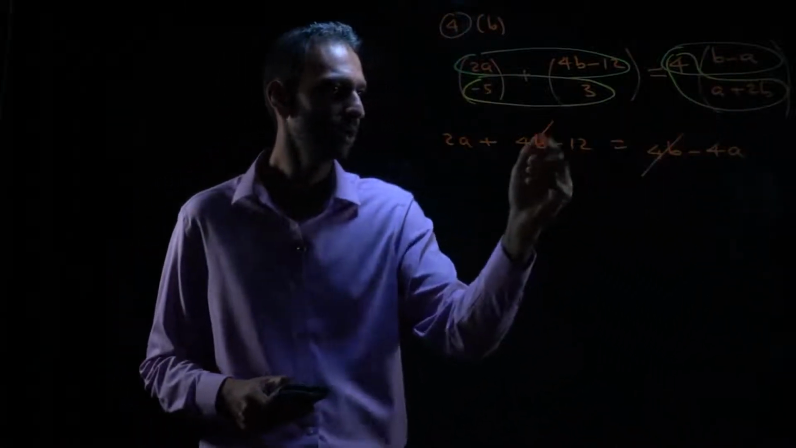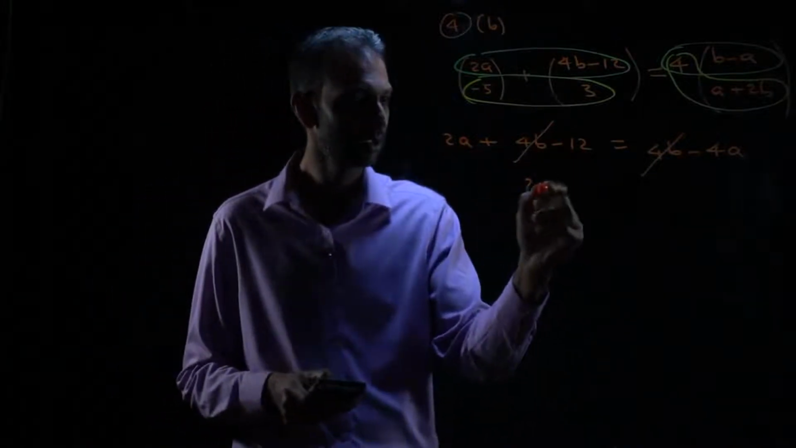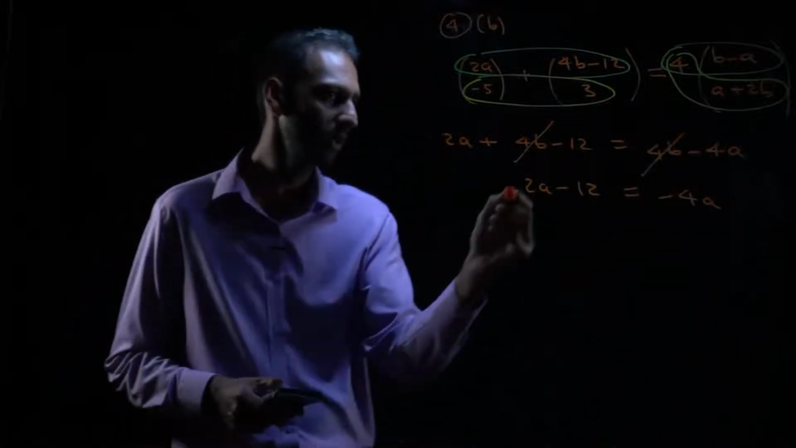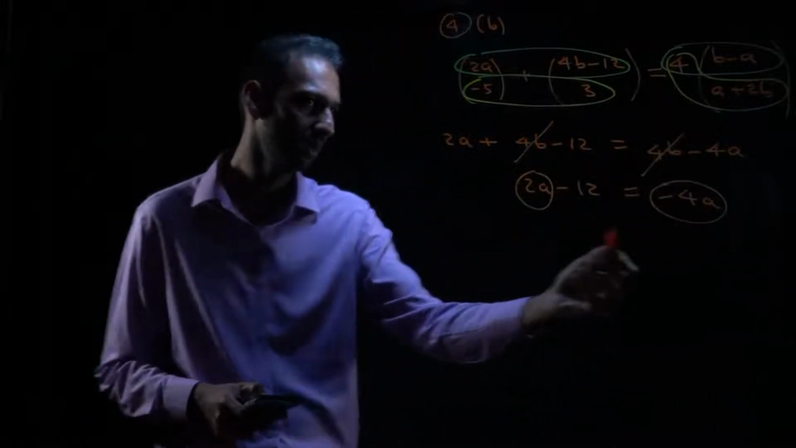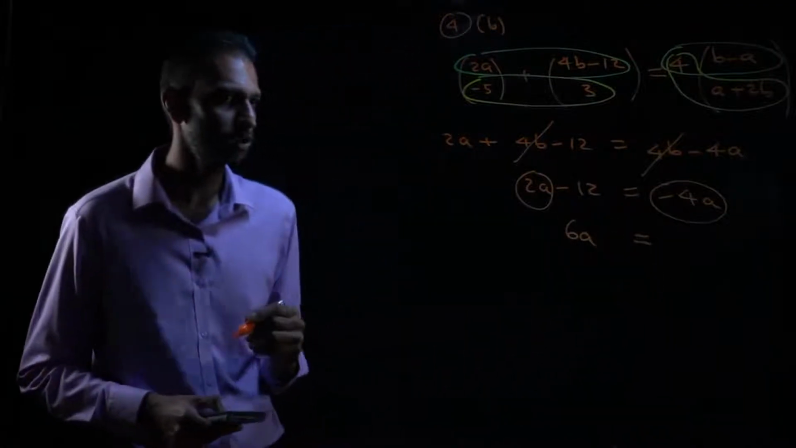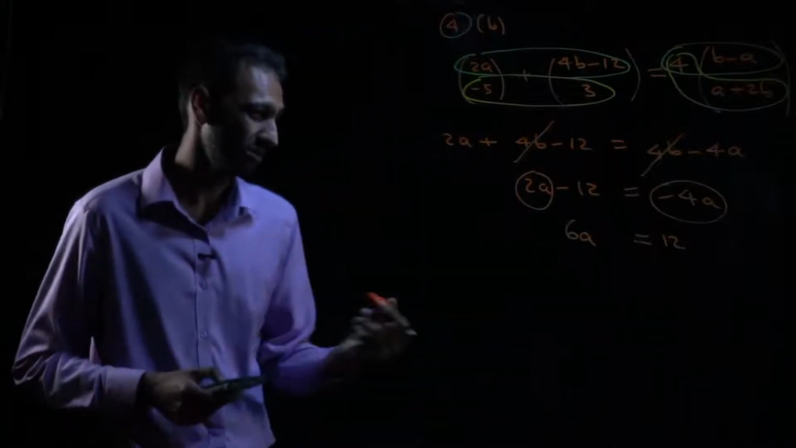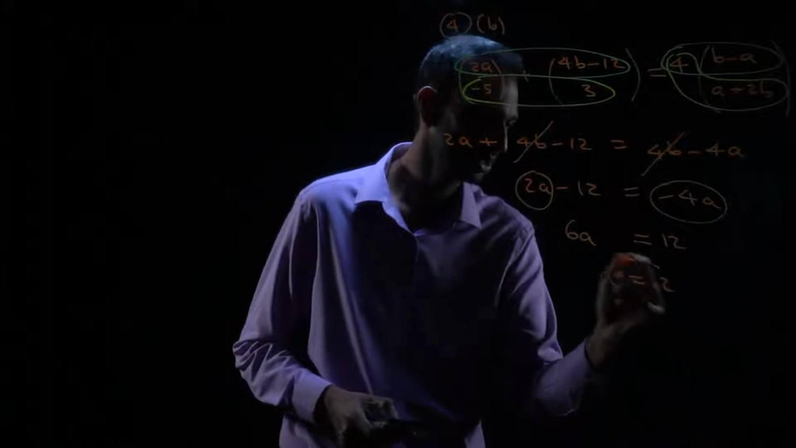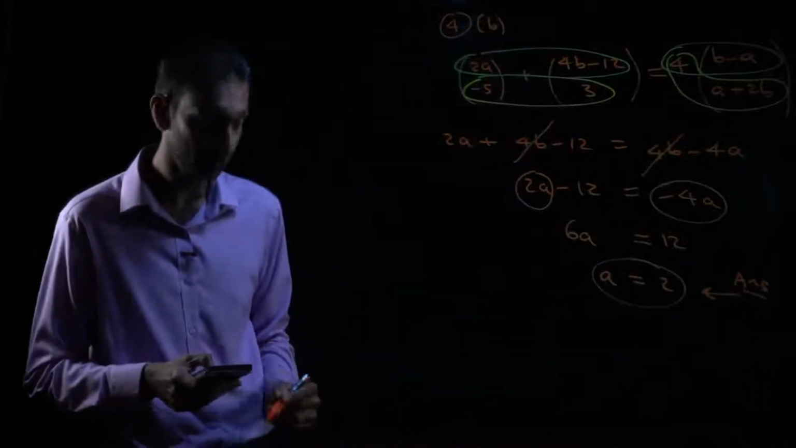The 4b on each side of the equation cancel out, and I'm left with 2a minus 12, which is equal to minus 4a. If we group the like terms, we have 2a and minus 4a. The minus 4a can be set on the left-hand side of the equation. You have 6a. The minus 12 is set on the right-hand side of the equation, which is 12. So simple algebra, 12 divided by 6, which is 2. So that's the answer for a. So a is equal to 2.